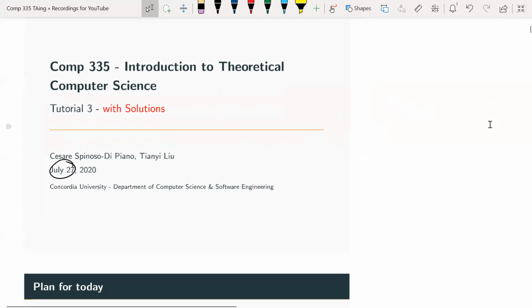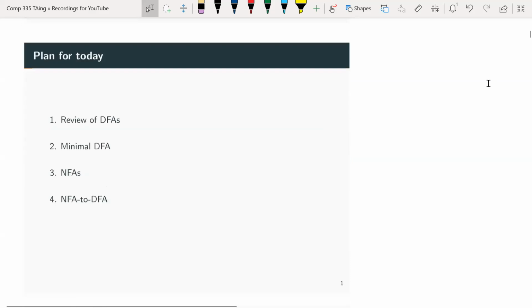So what we'll be discussing in this third tutorial, which is going to be split into a couple of videos, is first of all, we're going to quickly review some notions of DFAs, deterministic finite automata, which we looked at in the previous tutorial. Then we're going to look at minimal DFAs. So what does it mean for a DFA to be minimal? This isn't something that is always covered in the lecture. So a tutorial is a good reference to look for when it comes to problems about minimizations of DFAs.